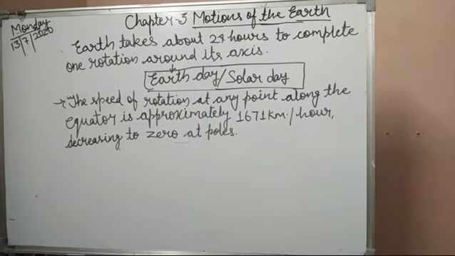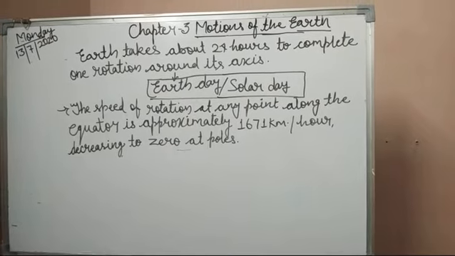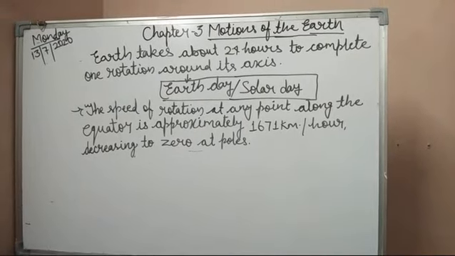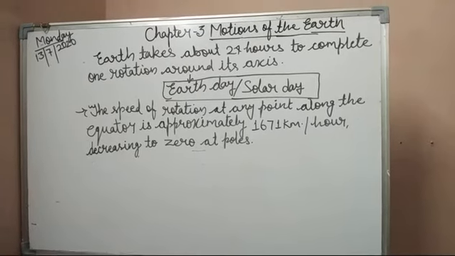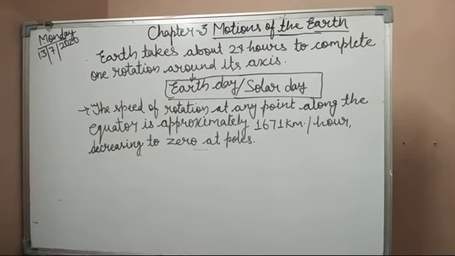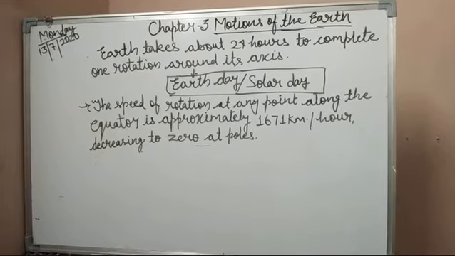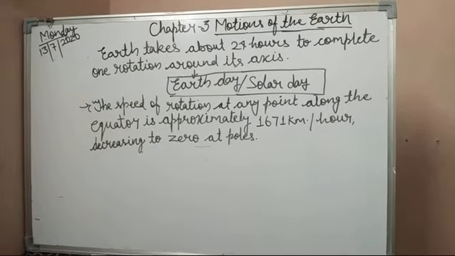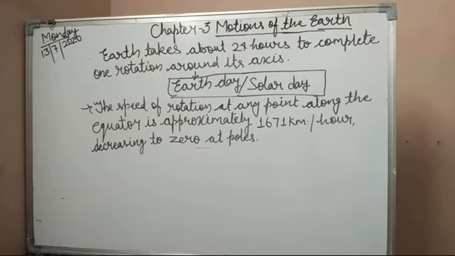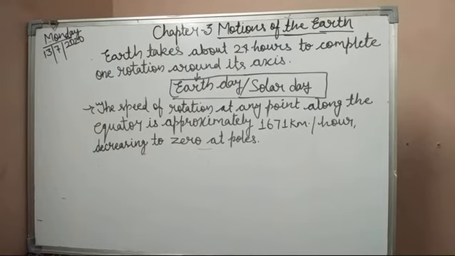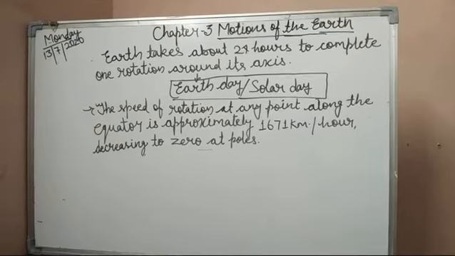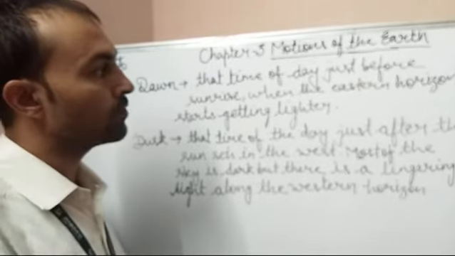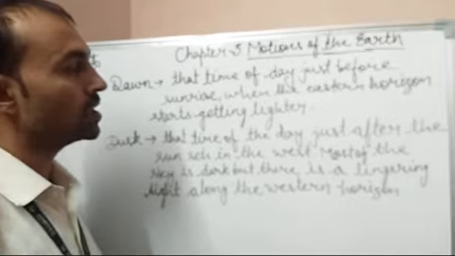Now, the Earth takes about 24 hours to complete one rotation around its axis. Then it is called the Earth day or the solar day. The speed of rotation at any point along the equator is approximately 1671 km per hour, which decreases to zero at the poles. The Earth takes 24 hours to complete one rotation.